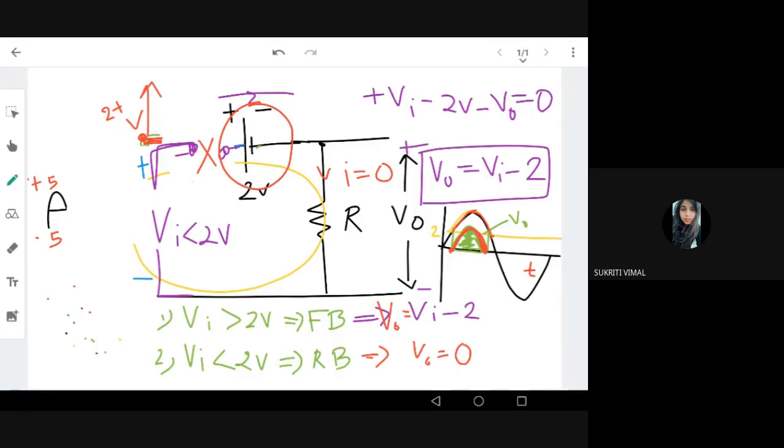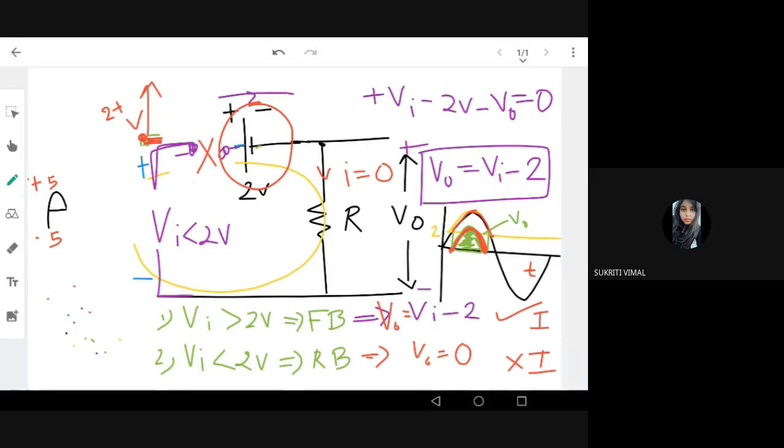Right? What will the current be? You know, current is nothing but I equals V by R. So at this point only I will have a current. And at the bottom point where V input is less than 2 volt, the diode is off or reverse biased, so there will not be a current, or the current will be zero. Right? Because the diode is cut off or reverse biased. Okay, so we can say that is the current waveform.